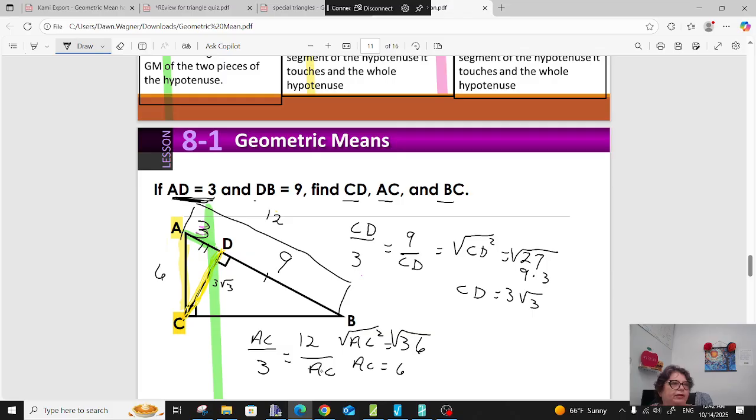What's 9 plus 3? Because I needed the whole hypotenuse, I had to add 9 plus 3 to get the whole hypotenuse. And just to make me sound smart, that's called the segment addition postulate. But all it is, is add two little pieces to get the big piece. But segment addition postulate sounds smarter.